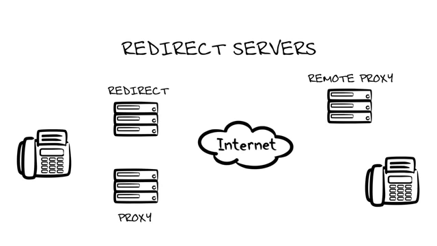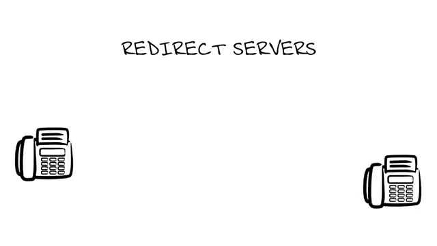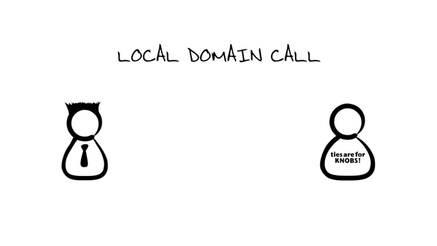In fact, in this example, our proxy server, TechWiseTV, will query the redirect server for the IP address of the off-domain user. The redirect server will send that info back to the TechWiseTV proxy server, which will then send the SIP invite to the remote proxy server on another domain. All right, now let's put it all together, and let's make a local on-domain call. In this example, Rob is going to call Jimmy Ray.